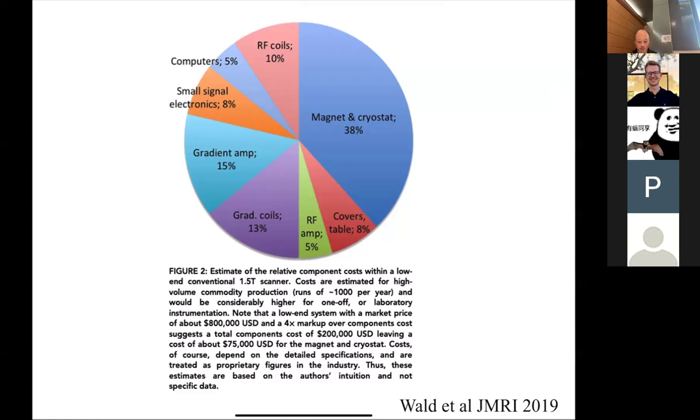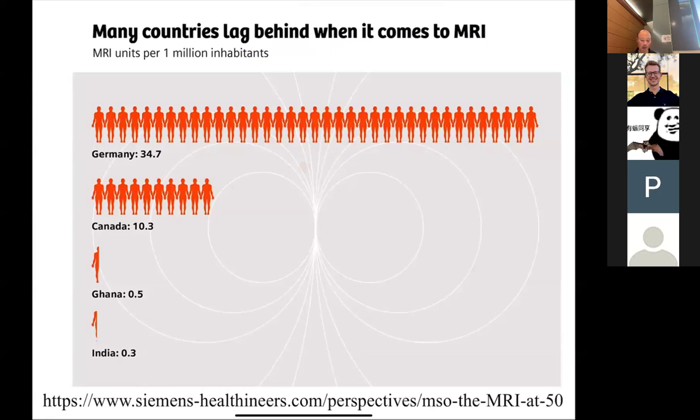All right. So the main cost has traditionally been the magnet itself. Okay. And then the gradient amplifiers and the gradient coils are next. And then it goes to the RF amp. The tables and covers, I'm surprised they're that expensive, but I guess so. The RF coils and the computers and the small signal electronics. So it's really the big power stuff that takes up the cost. And so by reducing these things, the idea is, can we reduce the cost and make MRI more accessible? Okay, because it is not very accessible.